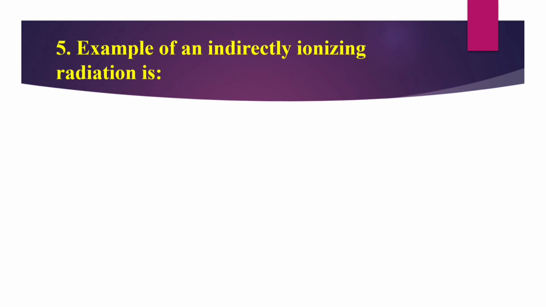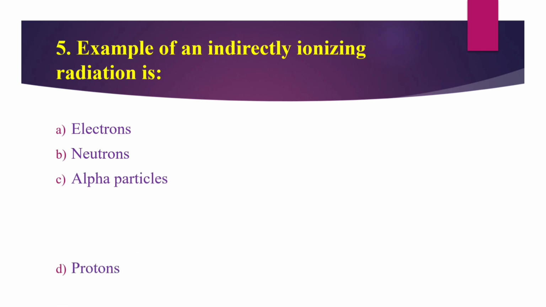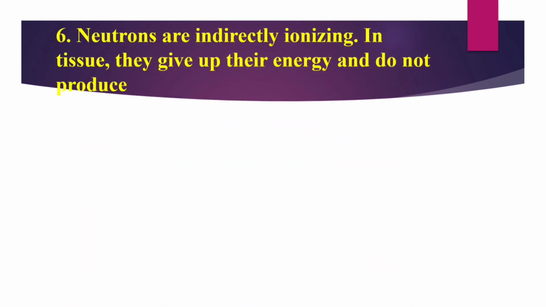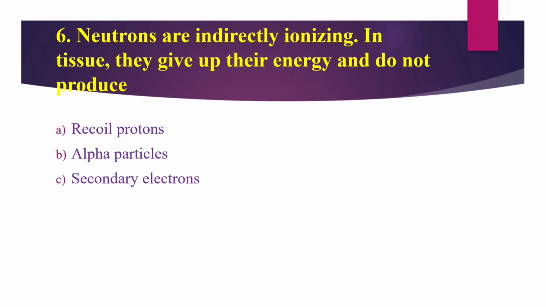Moving on to the next question, question number 5. Example of an indirectly ionizing radiation is option A electrons, option B neutrons, option C alpha particles, and option D protons. The answer is option B neutrons. So now let's see the next question, question number 6. Neutrons are indirectly ionizing in tissue. They give up their energy and do not produce. Option A recoil protons, option B alpha particles, option C secondary electrons, and option D heavier nuclear fragments.